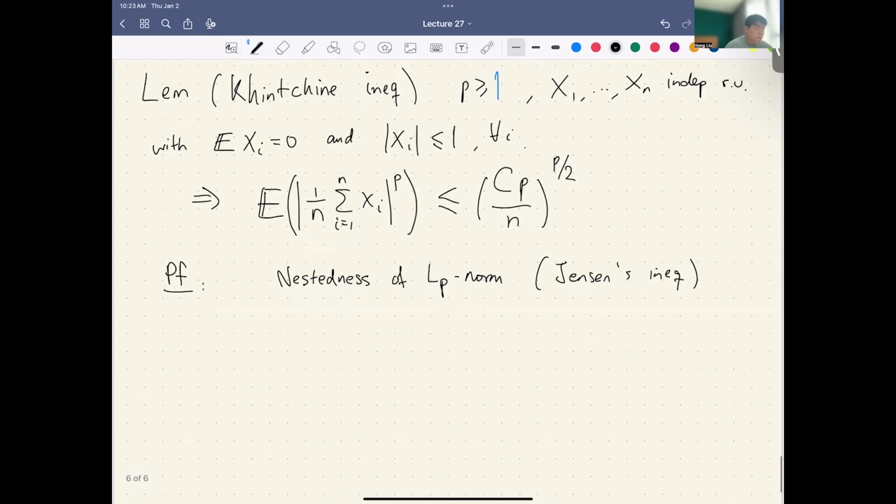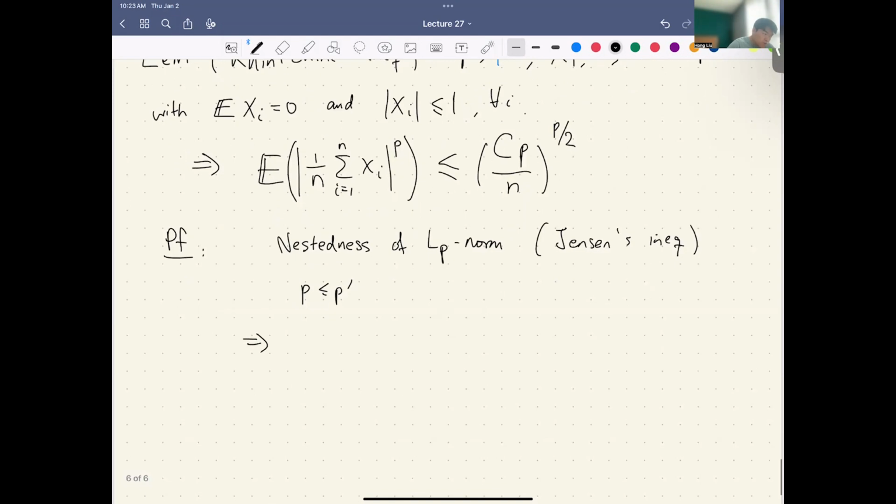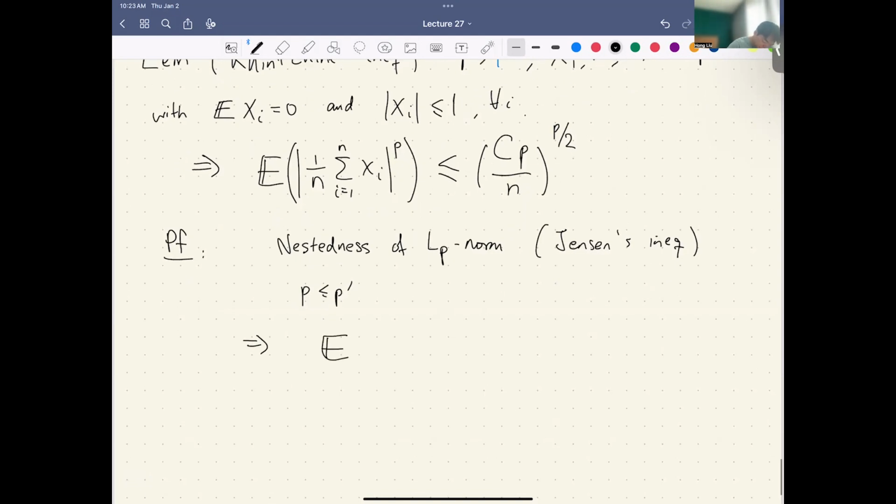What it says is that if we have some number p and p prime with p at most p prime, then the capital LP norm is increasing. So the expectation of x to the p, to the 1 over p, is at most the expectation of x to the p prime, to the 1 over p prime. Okay?